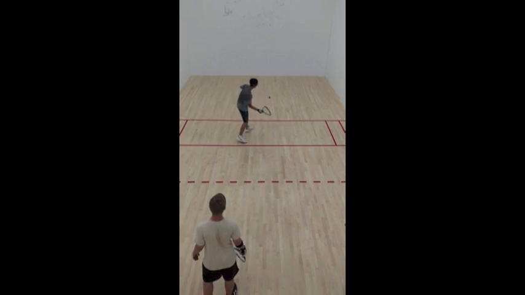Let's take one last look at the difference between a lob serve with a high projection angle and a drive with a low projection angle.